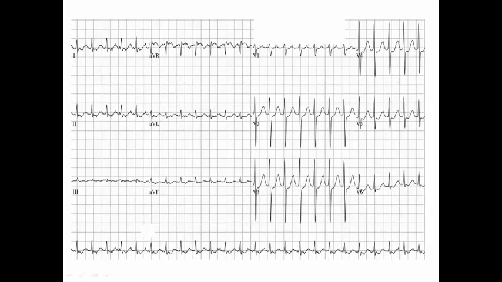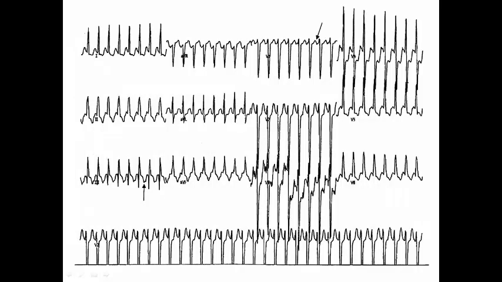So here, for example, I can see a regular narrow complex tachycardia, and here the P waves may be slightly appearing after the complex, but it needs much more concentration. Here as well, we can see a regular narrow complex tachycardia, and the P waves come here superimposed on the T wave.